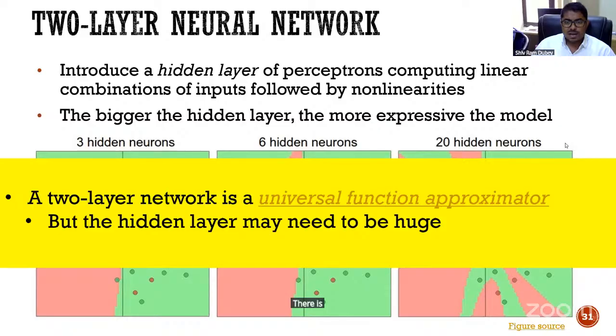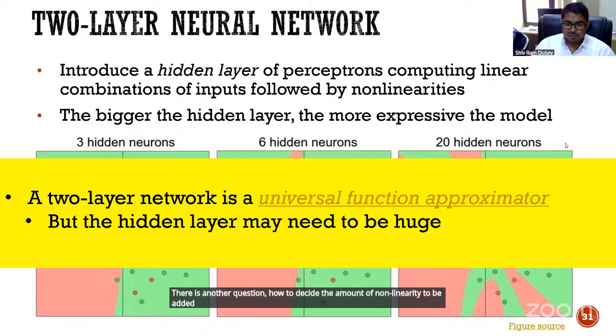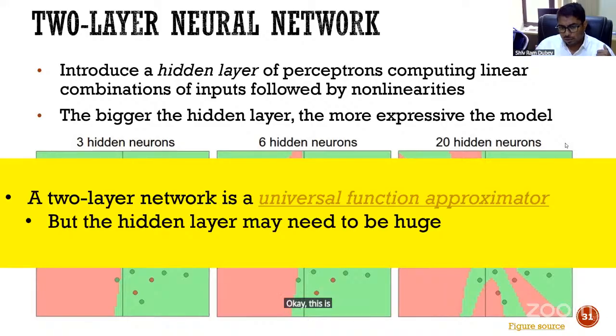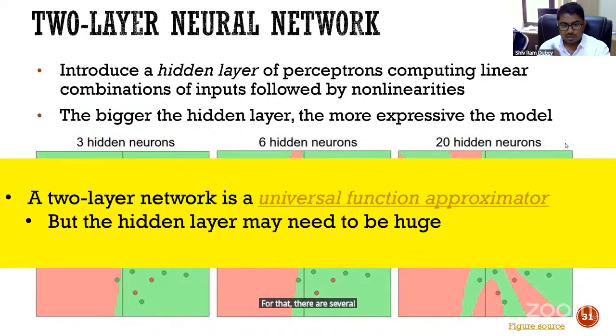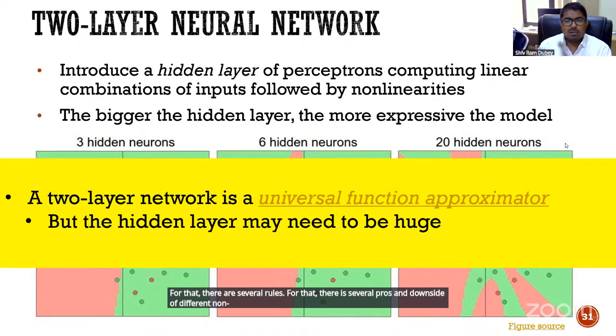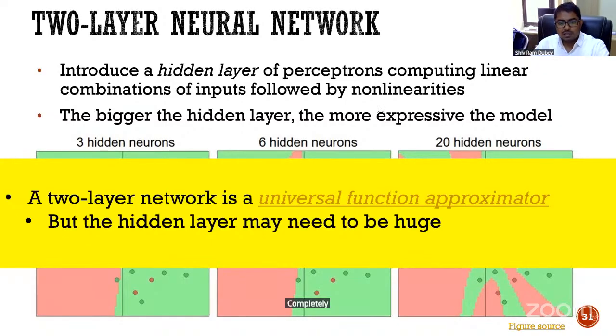There is another question: how to decide the amount of non-linearity to be added after every layer. This is a very complex problem that we cannot decide by ourselves; the network will decide automatically. What we can do is just add the nonlinear function with every neuron. Which nonlinear function to add? For that, there are several pros and downsides of different nonlinear functions. It turns out that one activation function, like ReLU, works better in practice. That is a completely different subject that can be discussed in the activation function topic.